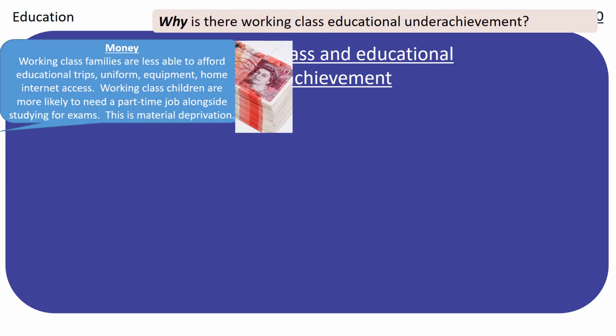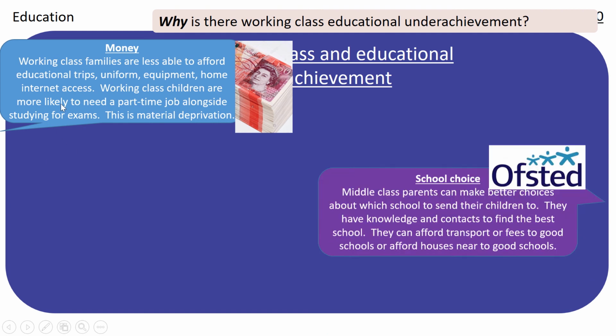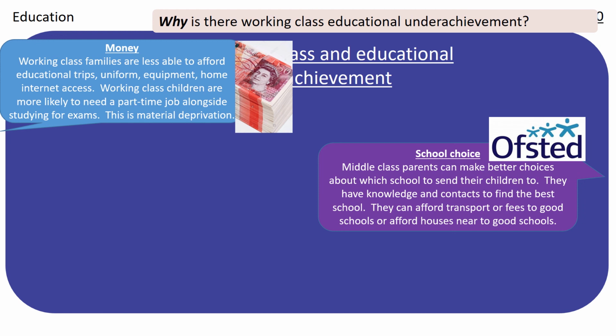Okay, so we've looked at some key explanations for working class underachievement. Just want to run through and sum them up again. This is quite a good comparison slide. Firstly, there's the lack of money, whether it's for trips, uniform, equipment. It might also be that as you get older, you have to have a part-time job to support your family, and that gets in the way of studying for exams. So that's material deprivation.